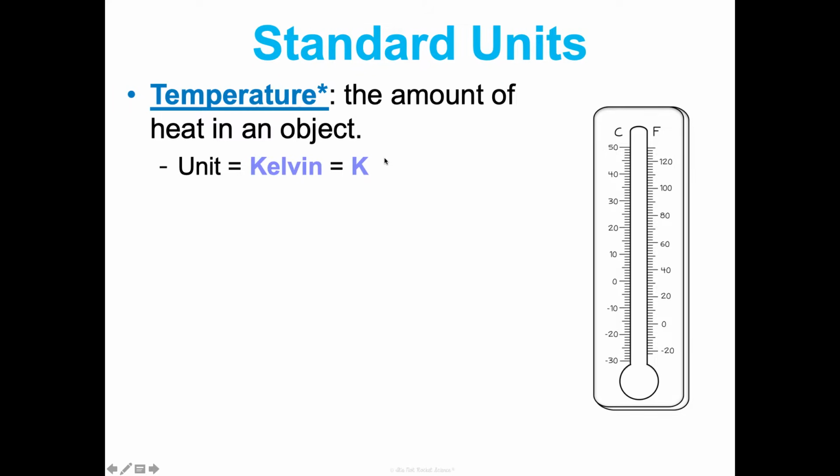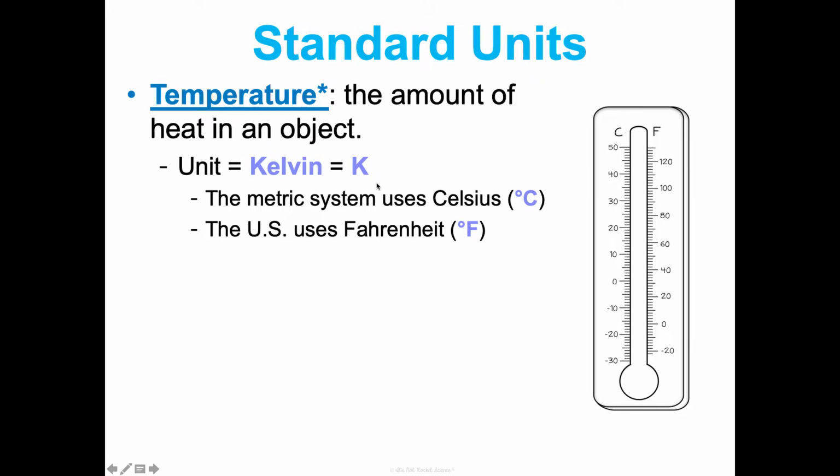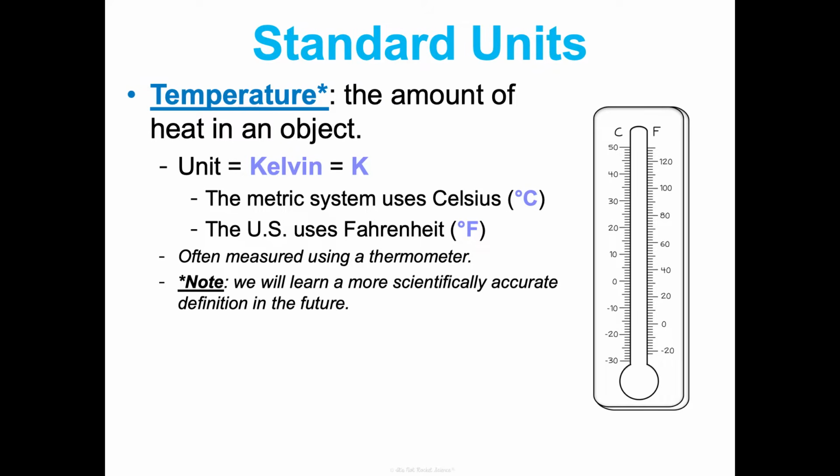And the SI unit for temperature is Kelvin, which is abbreviated as a capital K. Now, this is different from the metric system, which uses Celsius. And this is also different from the United States, which are the only ones really hanging on to Fahrenheit. So these are very common units for measurement of temperature, but we're going to be using Kelvin in this class. And so you need to be able to convert between these measurements frequently. Okay, and so we'll practice that. We'll take measurements using thermometers, but then we're also going to convert those measurements. And like I said, we'll learn a more scientifically accurate definition of this in the future, which we will write down. So don't worry about that.